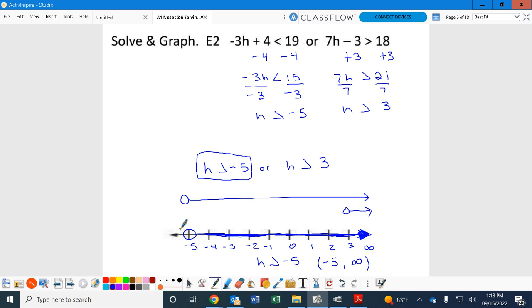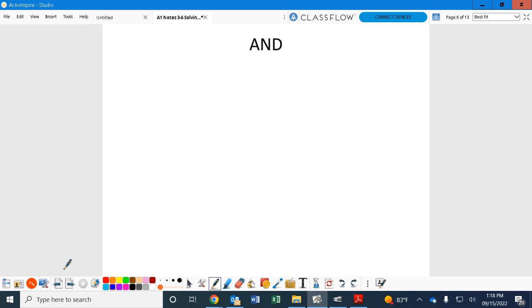Okay. Anything before I go on? Anything about that before we switch to ands? No? Here we go. Let's switch to and, guys. And is going to be different. When you have an and problem, it's going to look like this. Negative 3 is less than x is less than or equal to 1.